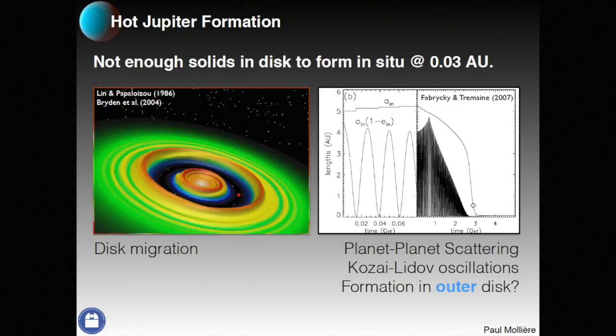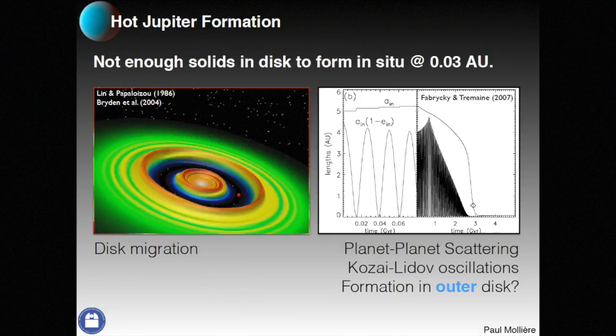It is planet-planet scattering, or Kozai-Lidov oscillations, where the planet, after the disk has dispersed, gravitationally interacts with other planets or with a companion to the host star a little bit further out, which can scatter the planet and give it a high eccentricity. When the planet then passes close to its star during periastron passage, tidal forces will circularize the planetary orbit, and then you end up with a hot Jupiter.